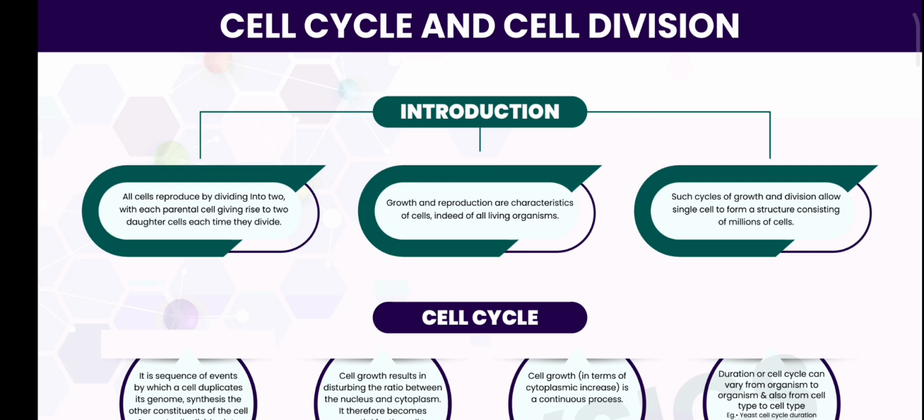they divide. Growth and reproduction are characteristics of cells, indeed of living organisms. Such cycles of growth and division allow a single cell to form a structure consisting of millions of cells. Cell cycle.